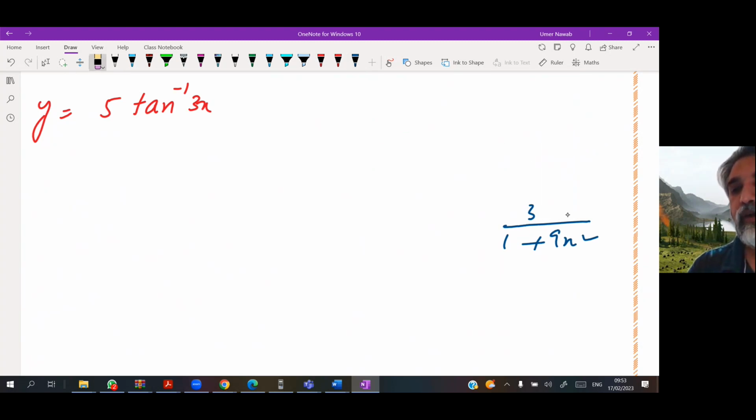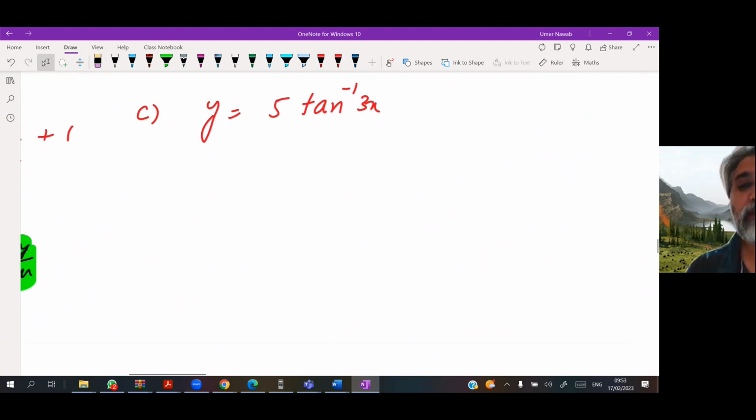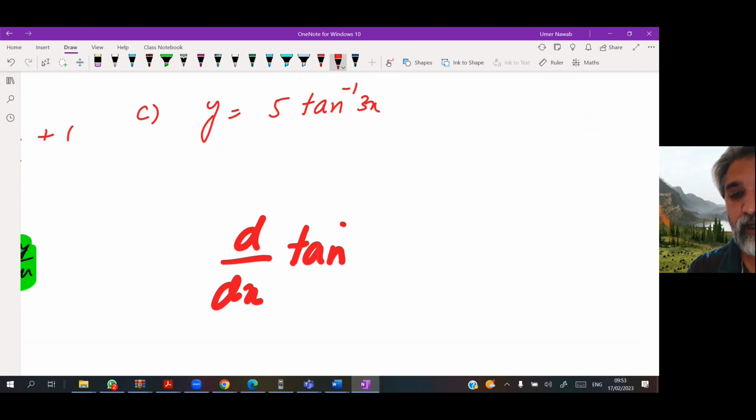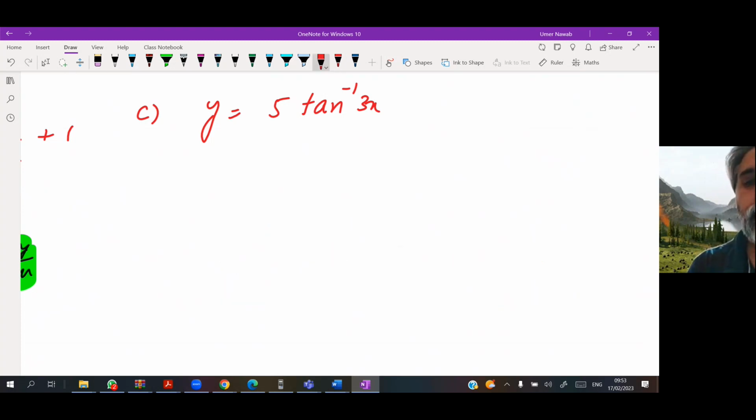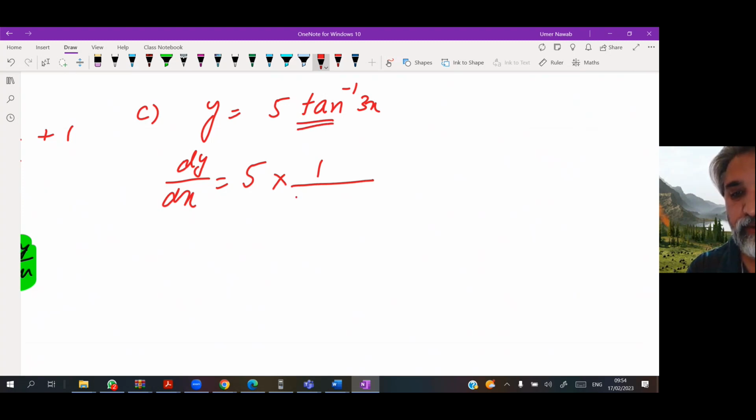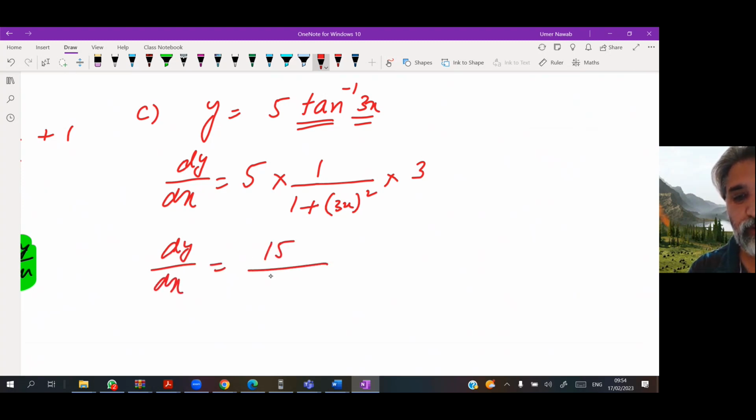So please, guys, work on it. The derivative of inverse tan 3x. In the formula sheet, it is written that the derivative of inverse tan of x is 1 over 1 plus x squared, like this. Now, dy by dx, 5 as it is. Apply the derivative of inverse tan, which is 1 over 3x whole squared. Further derivative of 3x is 3. So dy by dx given to us is 15 over 1 plus 9x squared.